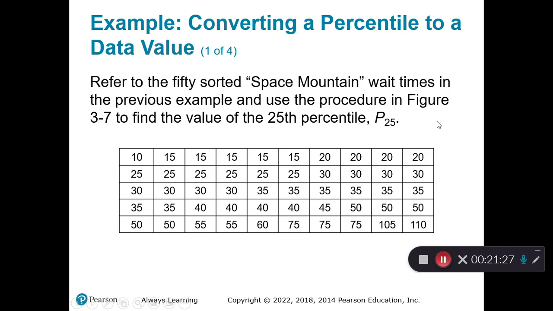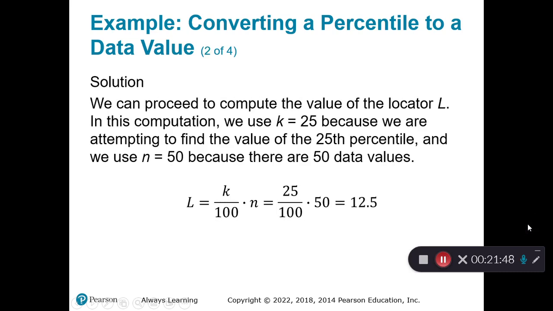Well, let's use the formula that we saw in the previous slide. First of all, we know that K is 25. We know that our sample size is 50 because there are 50 values here. So we're going to divide 25 by 100 and then multiply by 50. We'll see that in the next slide. 25 divided by 100 multiplied by n, our sample size 50, gives us 12.5 for L.